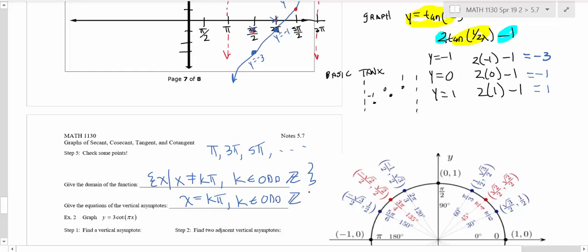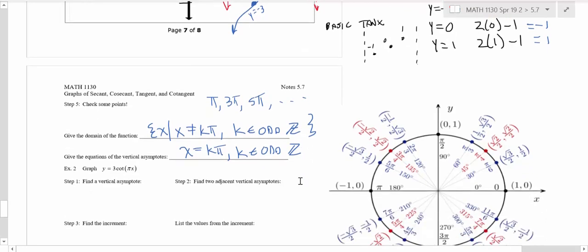Everything I've done so far, the pattern is going to be fairly simple. If you don't see the pattern, use the formula that I had earlier in the notes. All right, so let's do the cotangent.